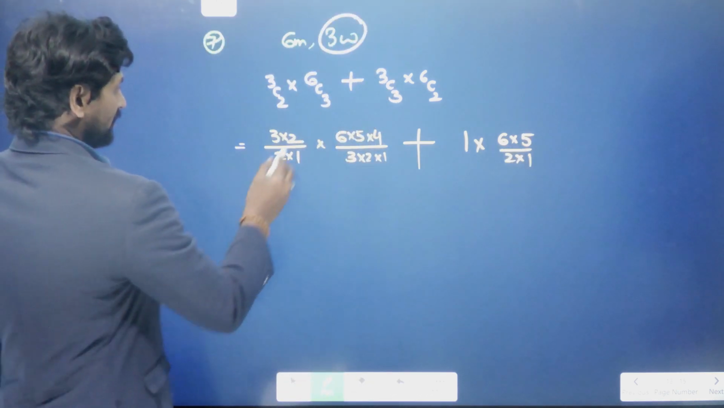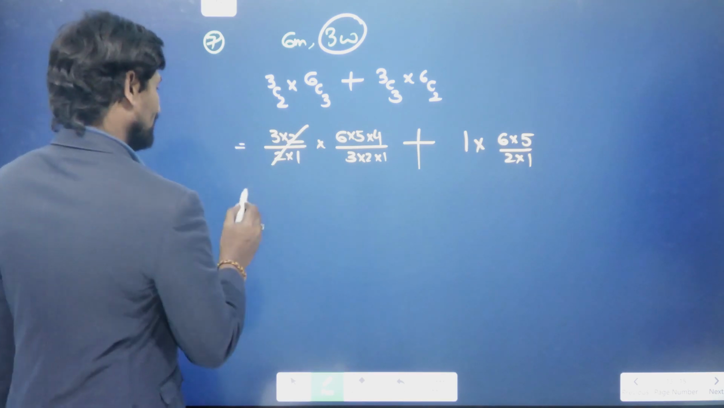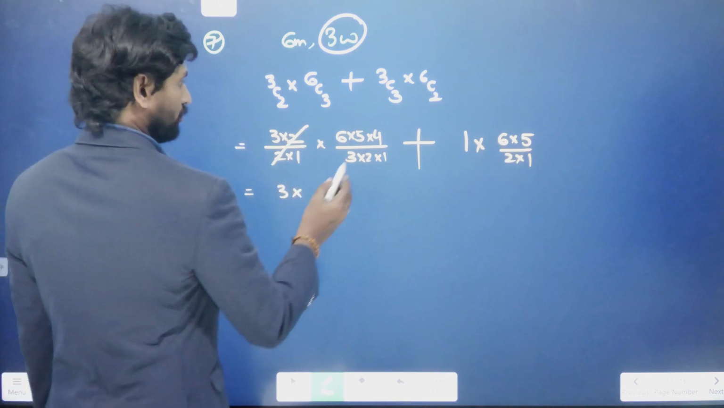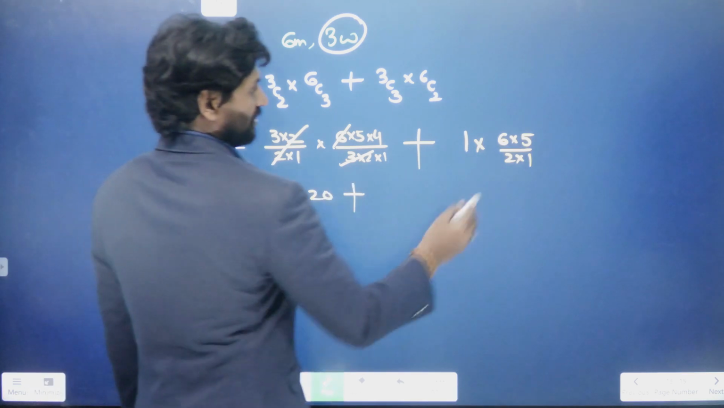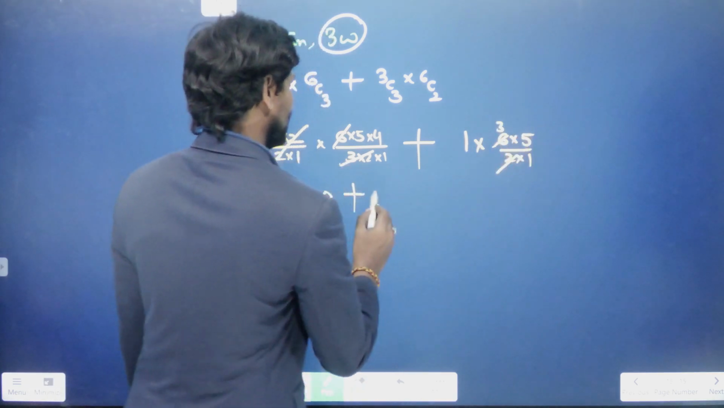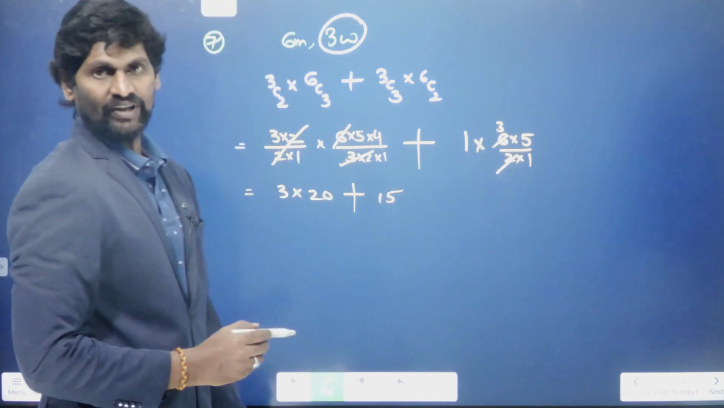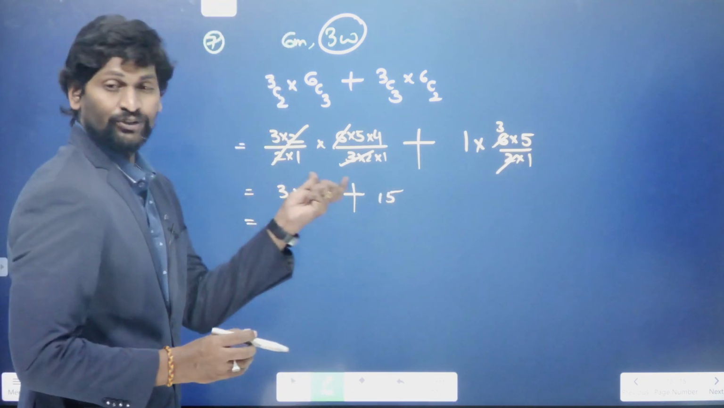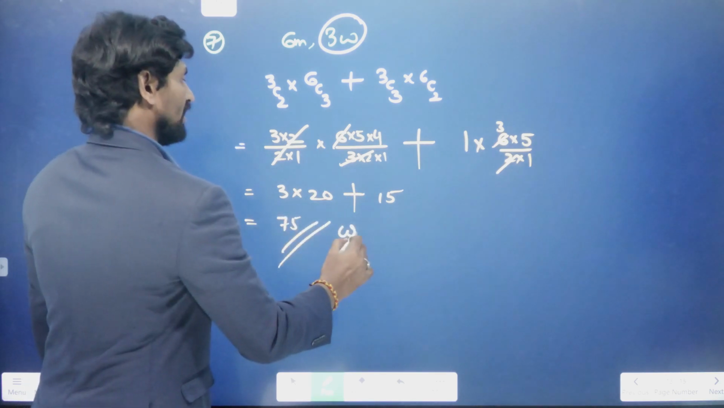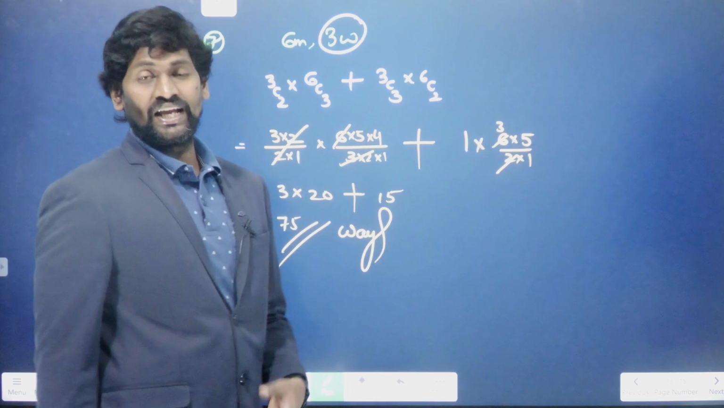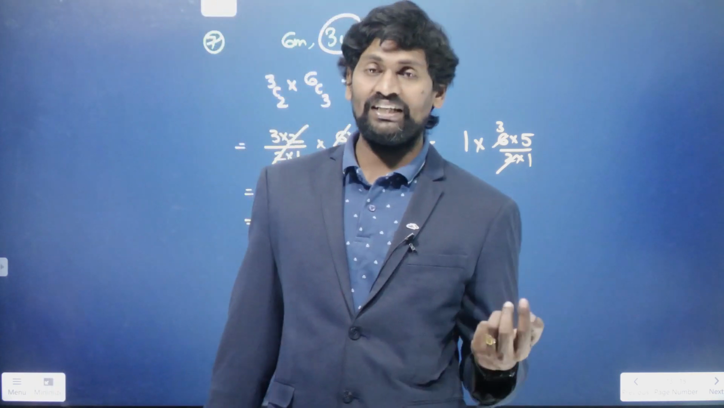Let us check. Numerator and denominator cancel. Here 3 into 4 into 5 is 20. Now here the 3 times cancel, 3 times 5 is 15. So 3 into 20 is 60, plus 15 is 75. So there are 75 ways we can arrange by using at least 2 women.